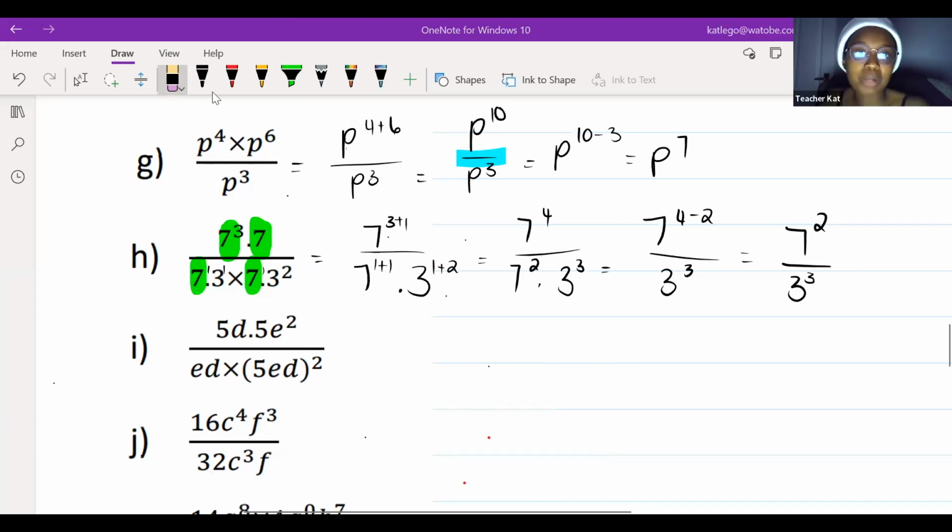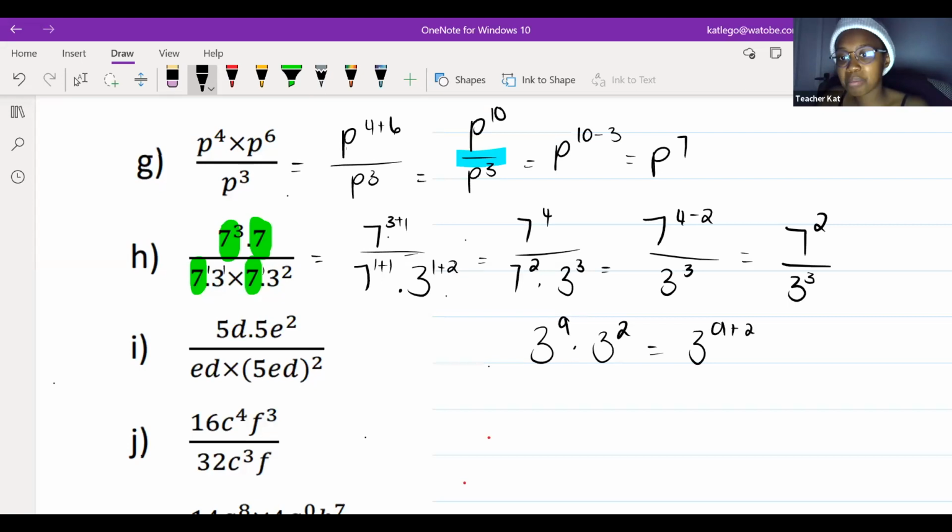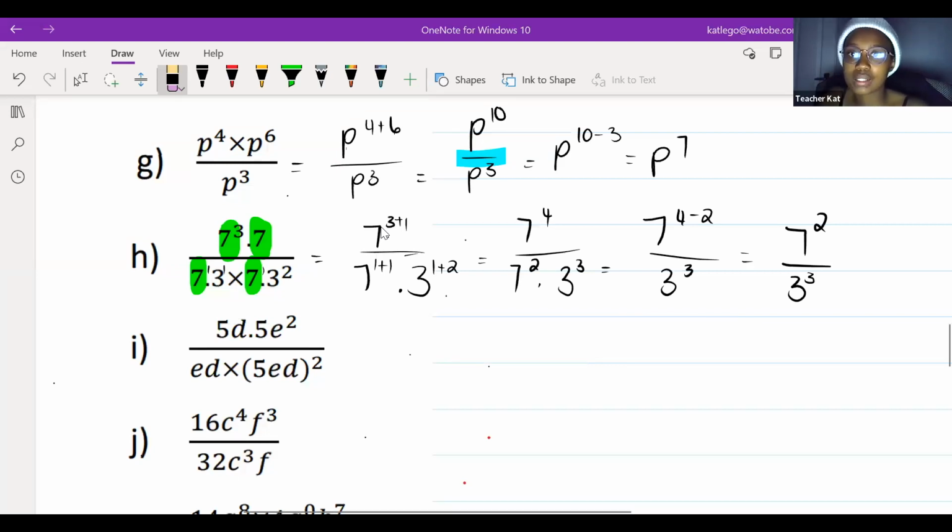If you have a variable and a number, same thing, okay? So 3 to the power of a multiplied by 3 squared will be 3 to the power of a plus 2. Same rules. The rules don't change, guys. That's why you just have to learn the rules well, because they can't change and they won't change. And if you know them, then you're almost guaranteed to get these right. You just follow your rules carefully, and you will be able to get these correct.